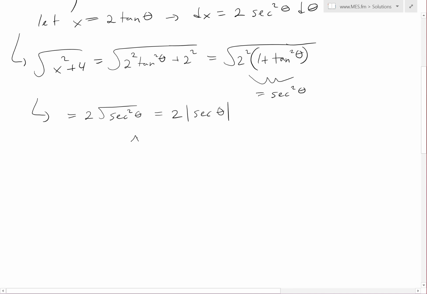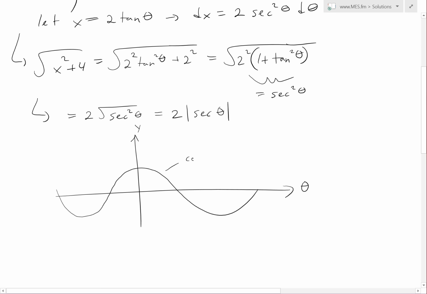To get rid of this absolute value, if we look at the graph right here, where this is theta and this is y, this is the curve of cosine theta. At this point here is pi over 2, and at this point right here is negative pi over 2. If we draw the inverse of it, the flip side, this is 1 over cosine theta, which equals 2 secant theta.